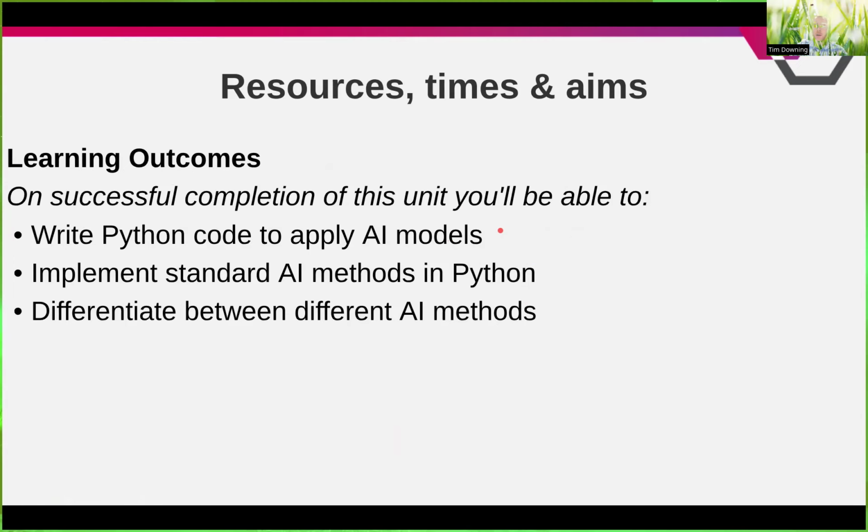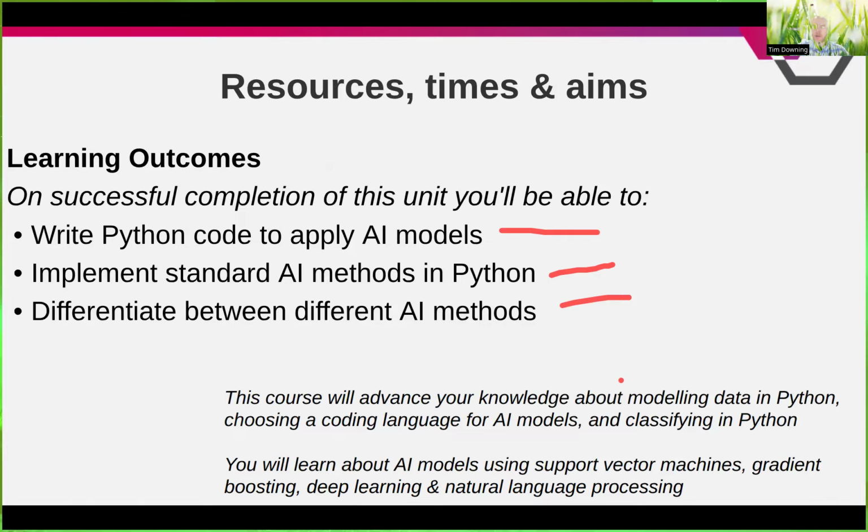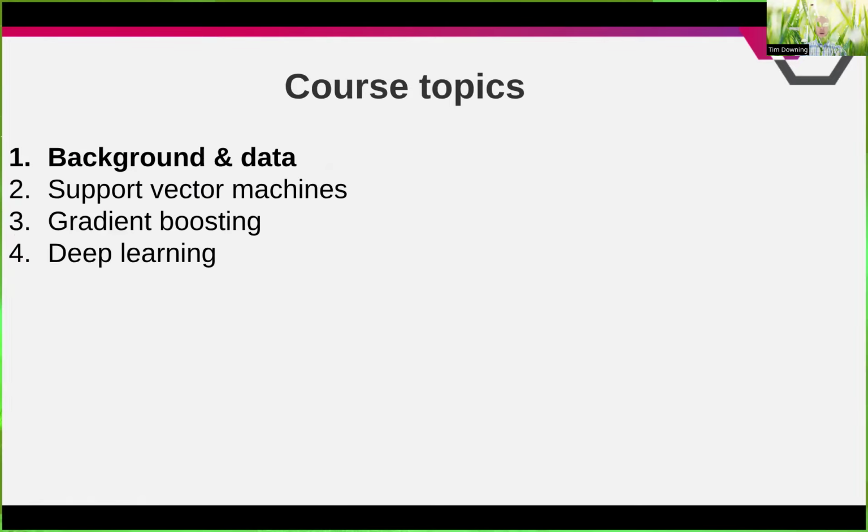So what we want to do is to write Python code to apply AI models and implement pretty standard models in Python and consider how if we try different models, we may get different outputs. And that kind of means that what we're trying to learn about this course is how to model data using Python, using AI, which is just a type of statistics in simple terms, and choosing a coding language for AI models such as Python, and learning how we can classify a set of bacterial data we're going to focus on in the practicals into two categories, resistant or susceptible. And by doing that, we're learning about how we can apply models using support vector machines, gradient boosting, deep learning, and NLPs. So that's our outline for how we're going to go through things.